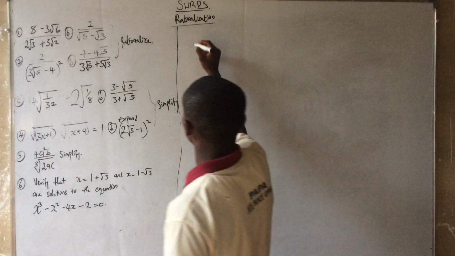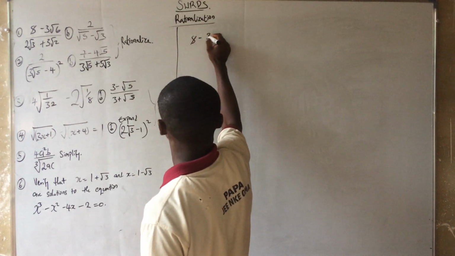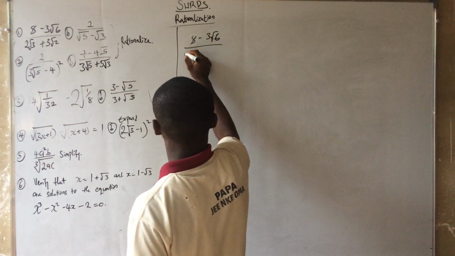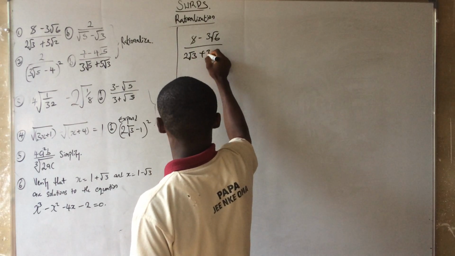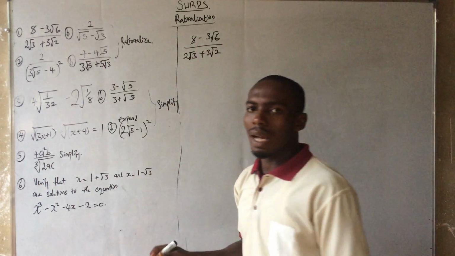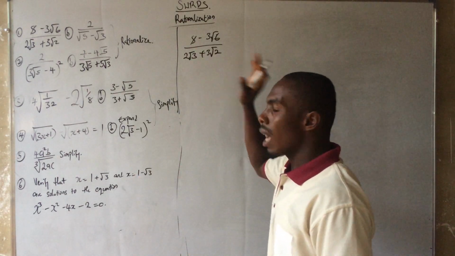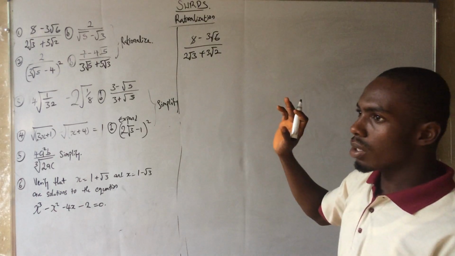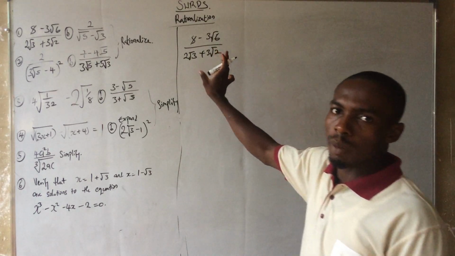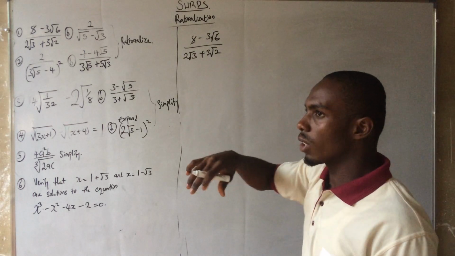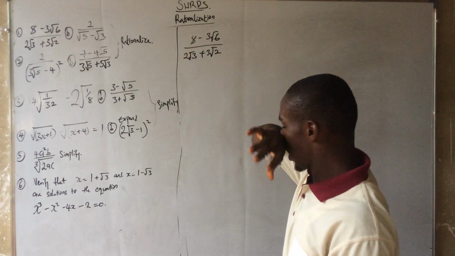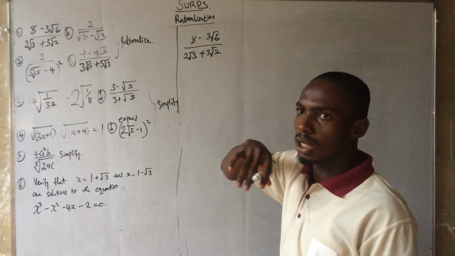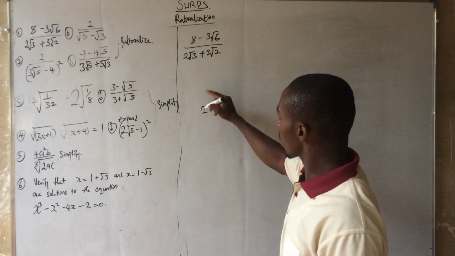So number 1: 8 minus 3 root 6 over 2 root 3 plus 3 root 2. So we are asked to do what? To rationalize this. And to rationalize this, we are going to use the conjugate of the denominator. So first of all, find the conjugate of the denominator. Since this is addition, the conjugate of addition is subtraction.